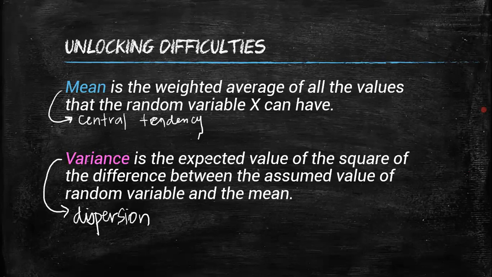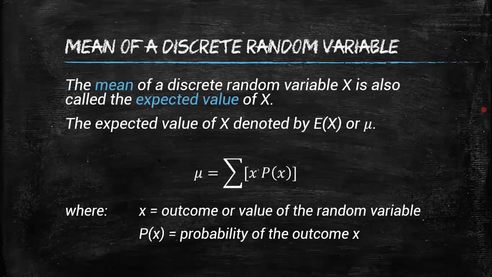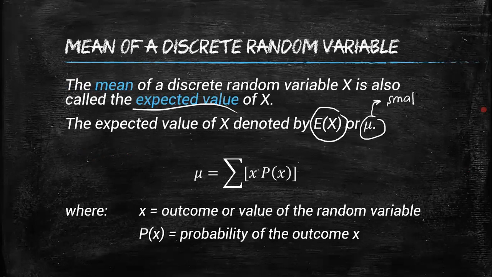So these two concepts are important. Ngayon, sige. Since this is measures, meron tayong way how to measure that in a way that we can solve that using a formula. So the mean of a discrete random variable x is also called the expected value of x. The expected value of x is denoted by the symbols E of x or mu. This is the small Greek letter mu.